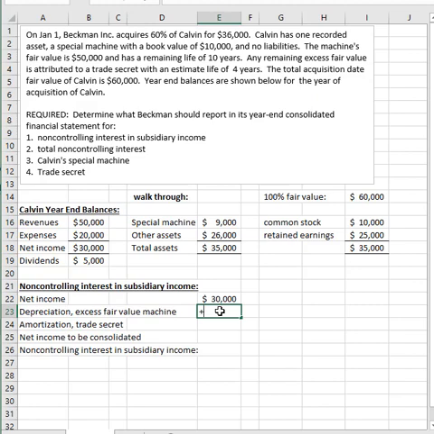So that whole 40,000, which was the difference between the 50 and the 10, over the 10 years. So each year there would be an additional 4,000 of depreciation. And then the trade secret of the 60,000, 50 went to the special machine, so the remaining 10 went to the trade secret over 4 years. And that should be minus. Those are a reduction of income. So let's fix that. So then this is the net income to be consolidated, that whole thing. Now that's Calvan's total net income.